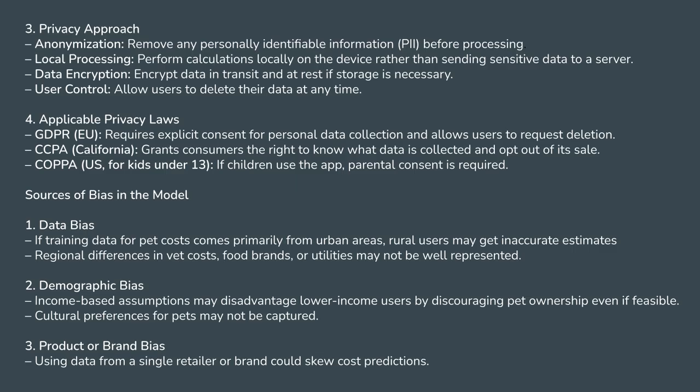Sources of bias in the model. 1. Data bias. If training data for pet costs comes primarily from urban areas, rural users may get inaccurate estimates. Regional differences in vet costs, food brands, or utilities may not be well represented. 2. Demographic bias. Income-based assumptions may disadvantage lower-income users by discouraging pet ownership even if feasible. Cultural preferences for pets may not be captured. 3. Product or brand bias. Using data from a single retailer or brand could skew cost predictions.